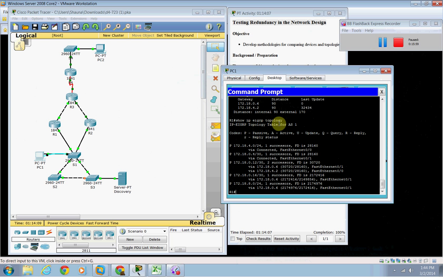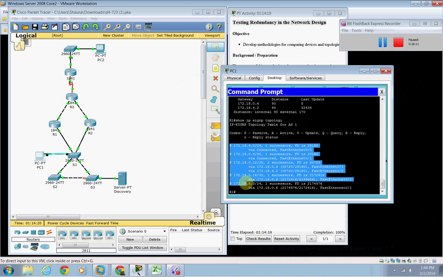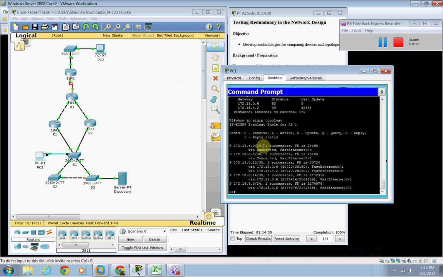Okay. IP EIGRP topology table for AS1. So the P's mean passive. So these are all passive, and they're all EIGRP, and they show what network they're on, what interface they're on. And this is for router 1.